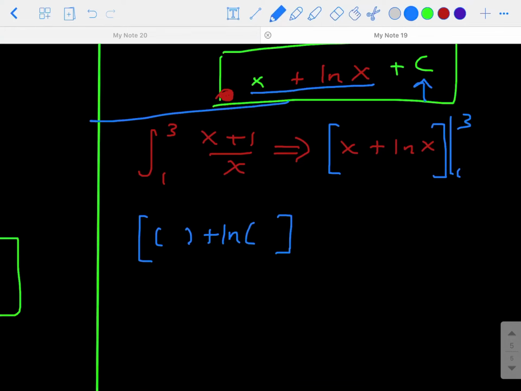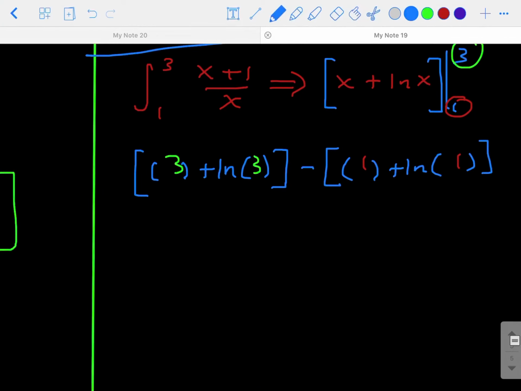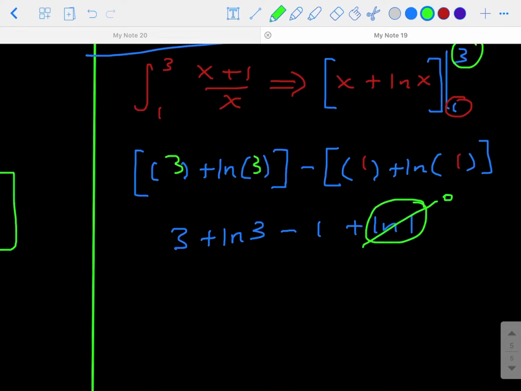x plus natural log, minus x plus natural log. Apply your bounds, the 3, and then the 1. Simplify this a bit. 3 plus natural log of 3 minus 1 plus natural log of 1. Natural log of 1, if you type this into the calculator, it just becomes 0. So then you just have 3 minus 1 plus natural log of 3.